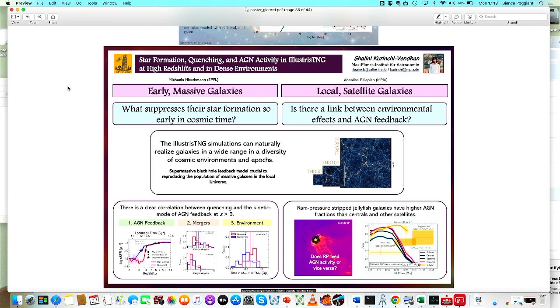And now, I am working on studying local satellite galaxies in Annalisa Pilipich's team, specifically jellyfish galaxies in the Illustris TNG universe. Here we're also interested in whether there is a link between environmental effects and AGN feedback. In the simulations, we find that jellyfish galaxies have higher AGN fractions than central galaxies and other satellites. But I would be very happy to talk more about it at my poster. Thank you.